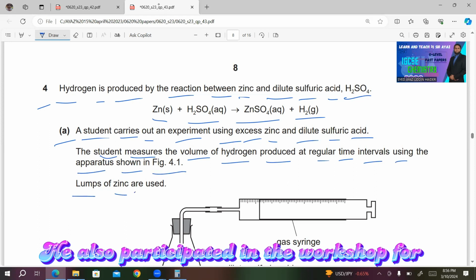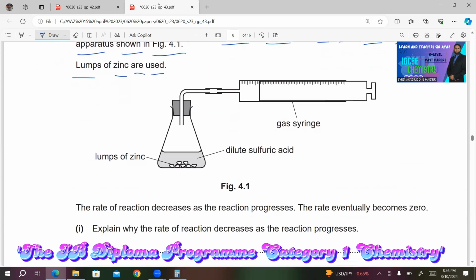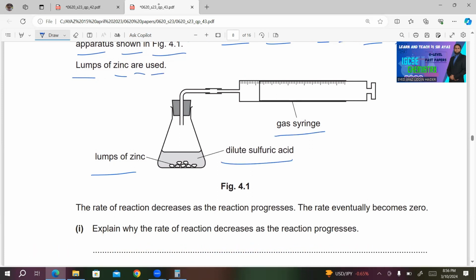Lumps of zinc are used. Here's the apparatus. These are the lumps of zinc, dilute sulfuric acid, and we have gas syringe in order to collect the gas. The rate of reaction decreases as the reaction progresses. The rate eventually becomes 0. Number 1, explain why the rate of reaction decreases as the reaction progresses.